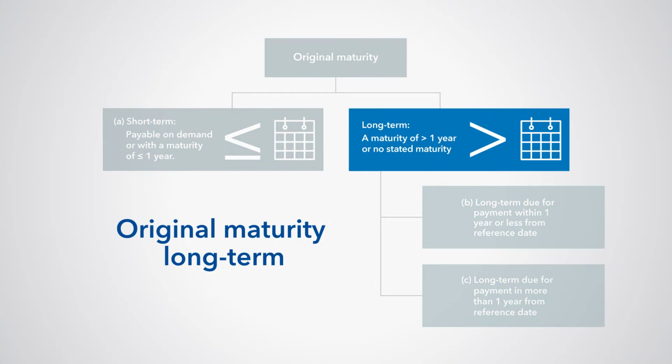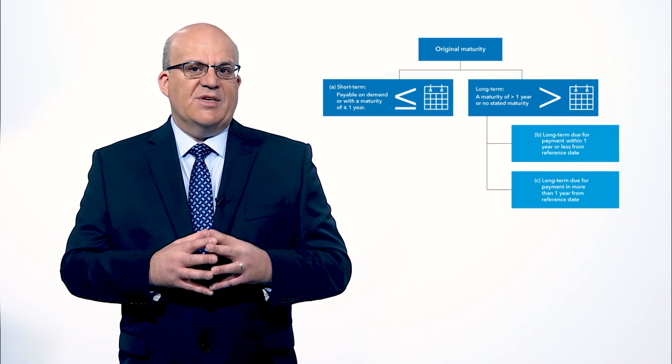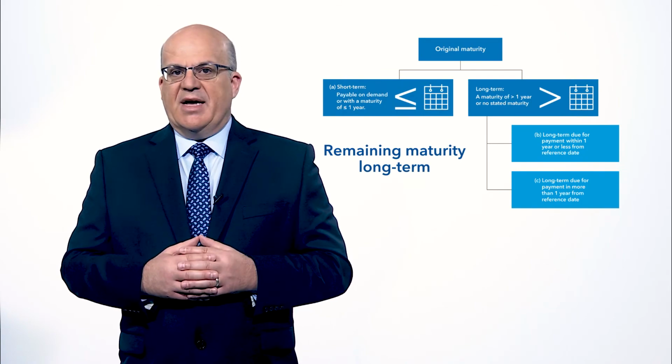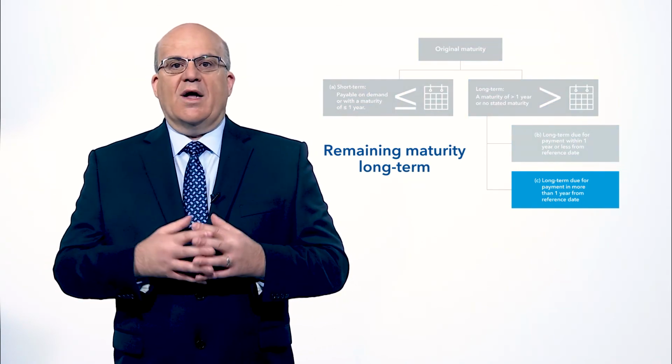Long-term debt on an original maturity basis is the sum of long-term debt that is due for payment within 1 year or less and long-term debt that is due for payment in more than 1 year. Long-term debt on a remaining maturity basis is long-term debt due for payment in more than 1 year from the reference period.